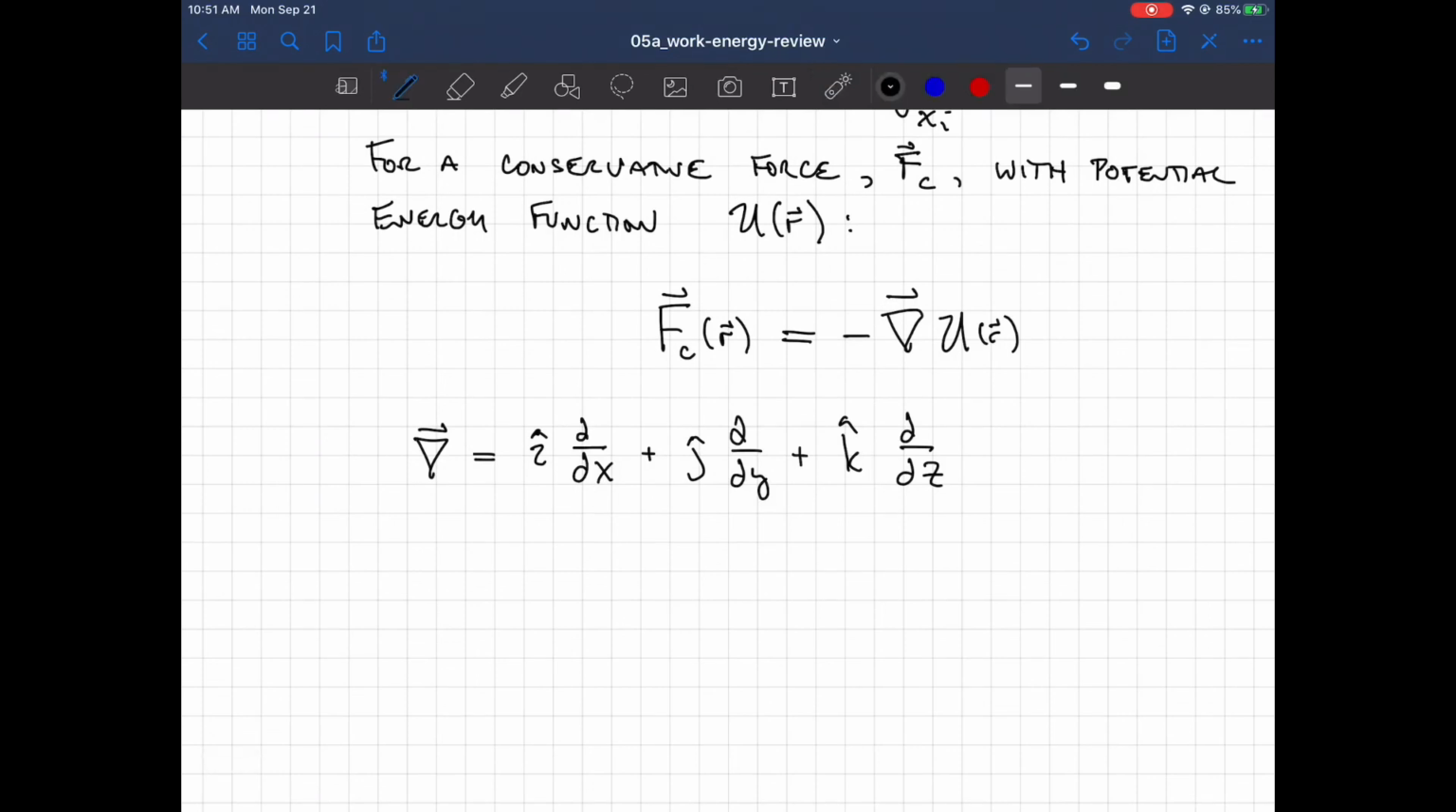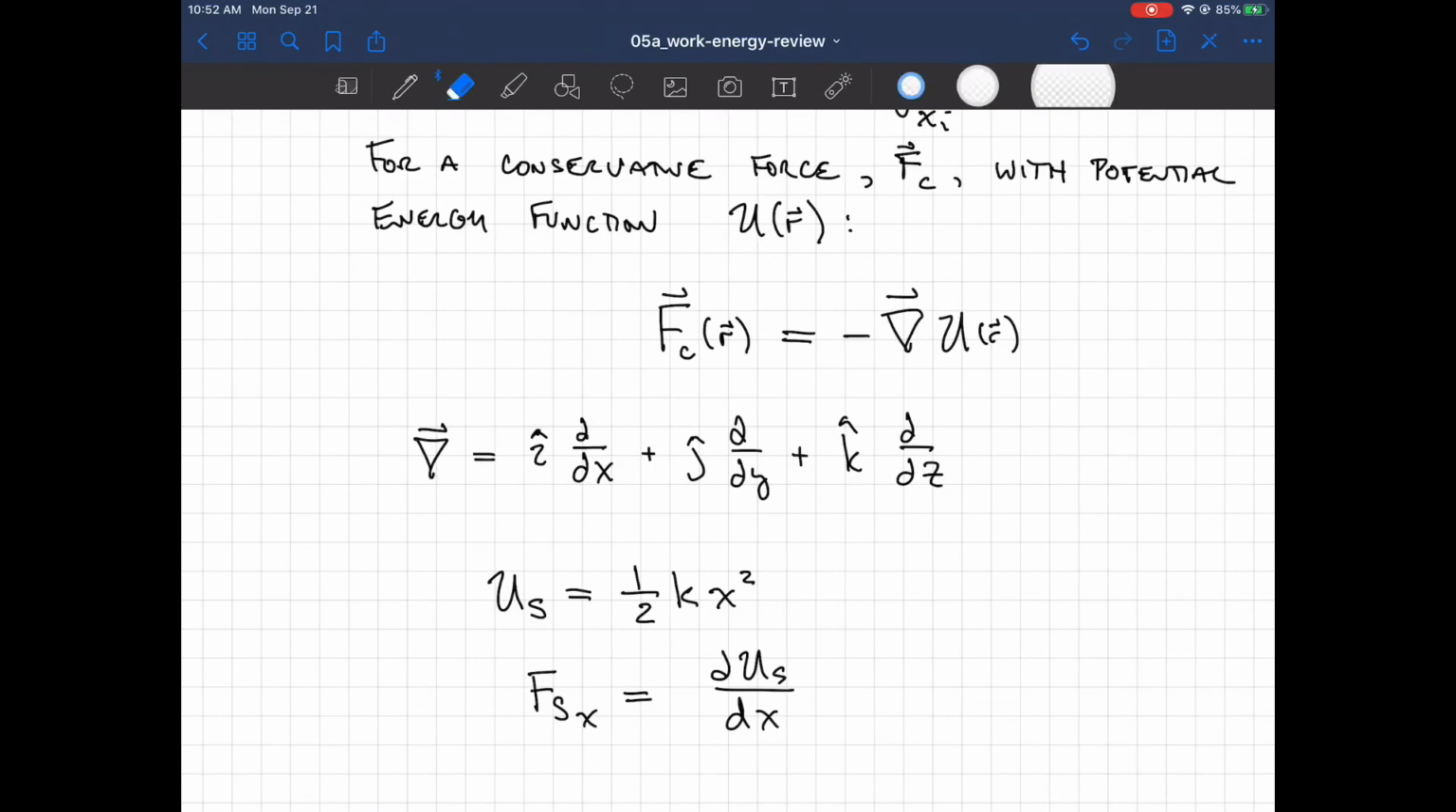So let's look at one of our conservative forces, which was the force of the spring. So we found that the work done by the spring looked like 1/2 kx squared. The potential energy, it turns out, is 1/2 kx squared. And so what we should find is that the force of the spring in the x direction should be equal to minus the derivative of U with respect to x. And since there's only one variable, it's really just a regular derivative, not a partial.